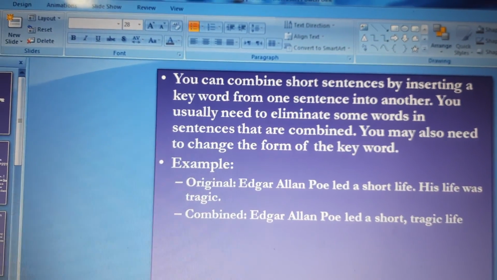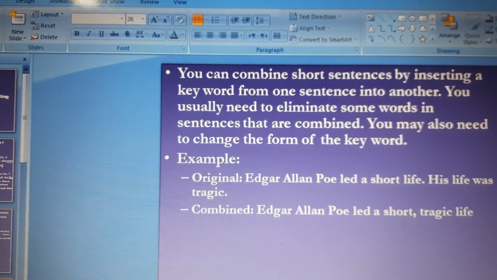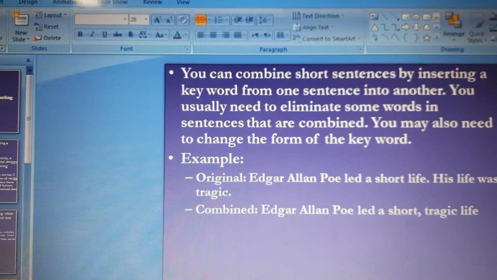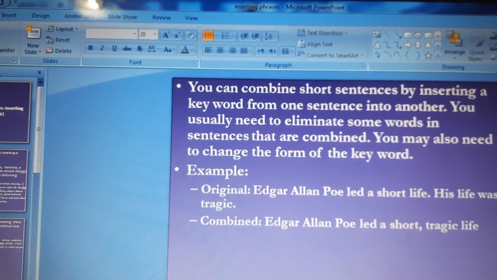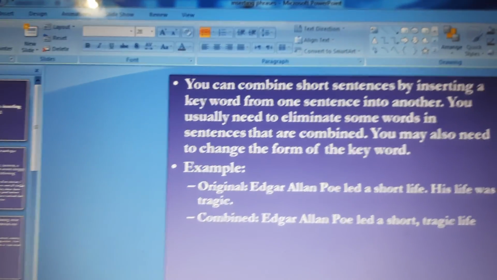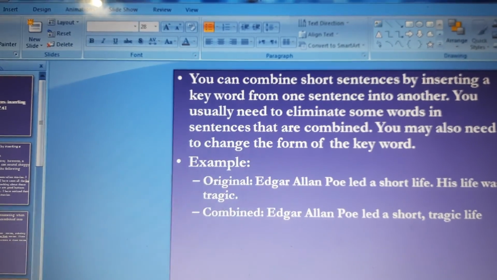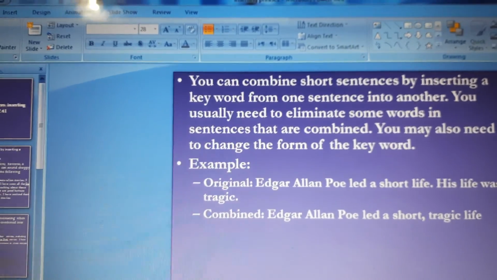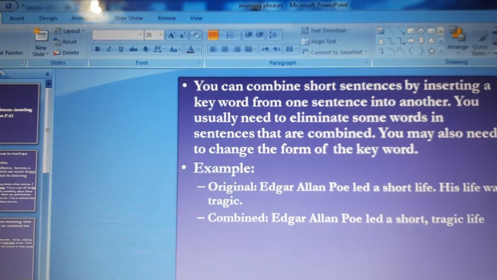Here, Edgar Allan Poe led a short life. His life was tragic. So, Edgar Allan Poe led a short life. This is a sentence. His life was tragic. This is another sentence. They're separated by a period. You have a choice to write it in a better way.